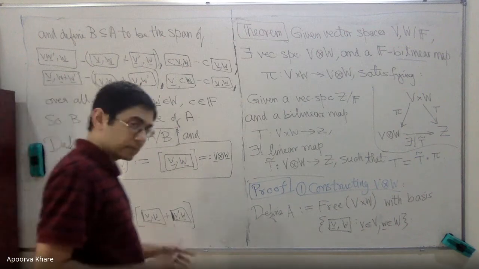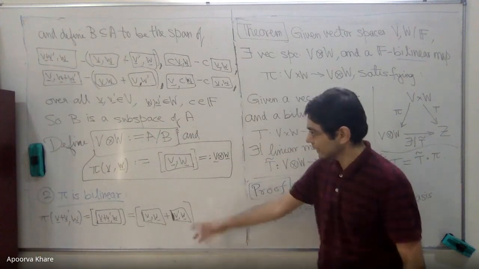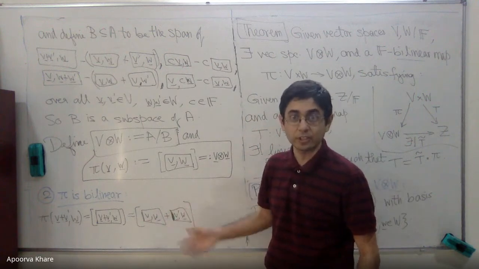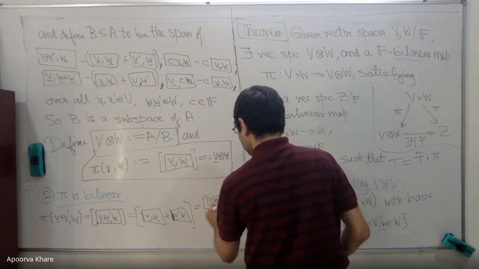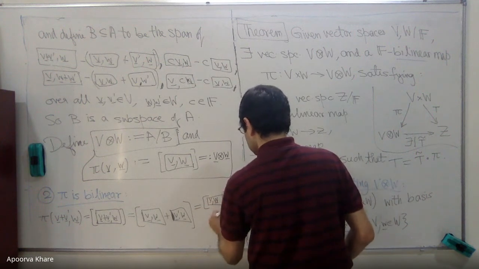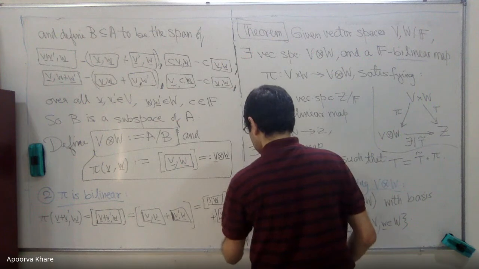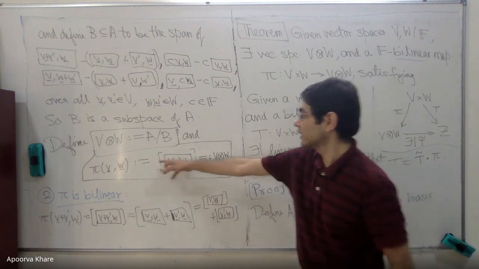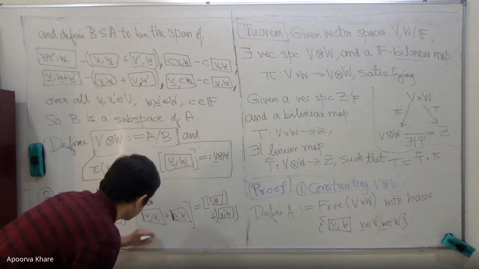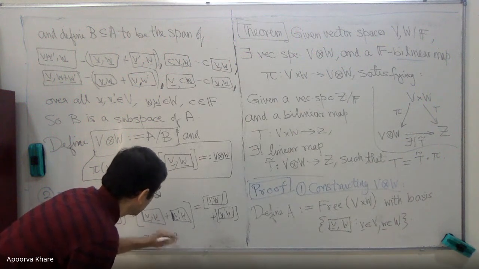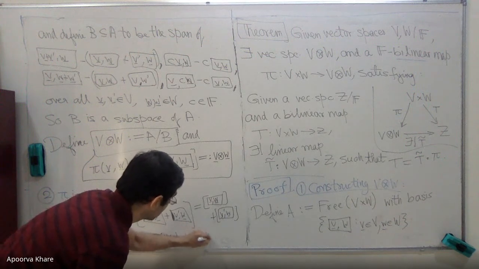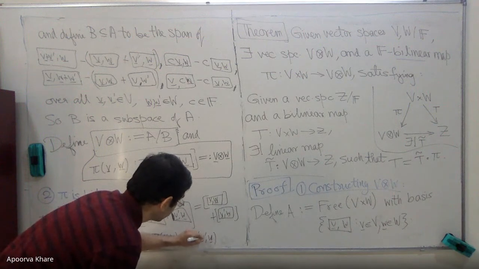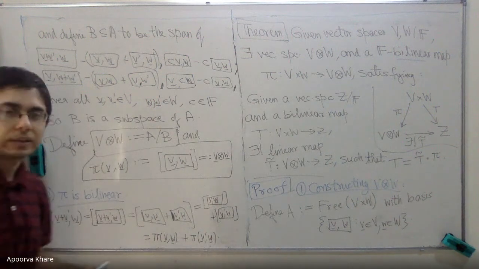And then what we know, by the definition of the quotient space, is that this is the same as the equivalence class of this plus the equivalence class of this. That was the definition. So this is equal to the VW equivalence class plus the V prime W equivalence class. But what was VW? By definition, this was pi of VW. And similarly, V prime W, the equivalence class, was exactly pi of V prime W. So indeed, pi is linear in the first coordinate and similarly in the second coordinate.